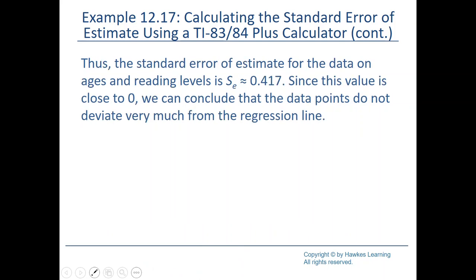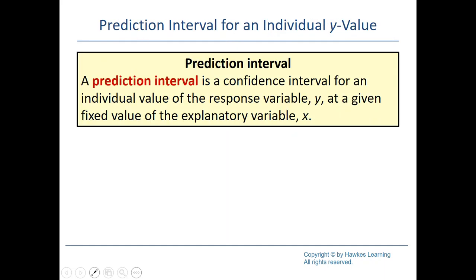So the standard error of estimate for the data that we have on the ages and reading levels, also denoted by S sub E, was approximately 0.417. And since this value is close to 0, we can also conclude here that the data points do not deviate very much from the regression line at all.